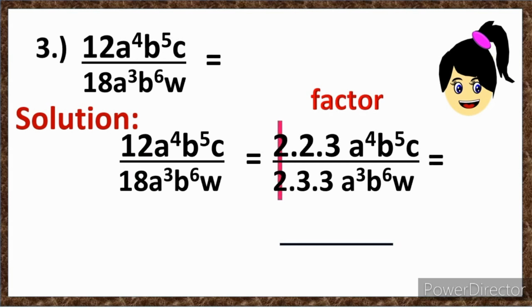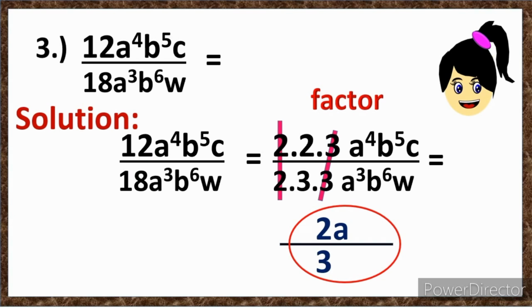Then we can cancel out the common factors. The common factors are 2 and 3. And then, let's rewrite what remains, which is 2 over 3. Next, a raised to 4 over a raised to 3. Apply the quotient power: 4 minus 3 is 1. So therefore, we have a.